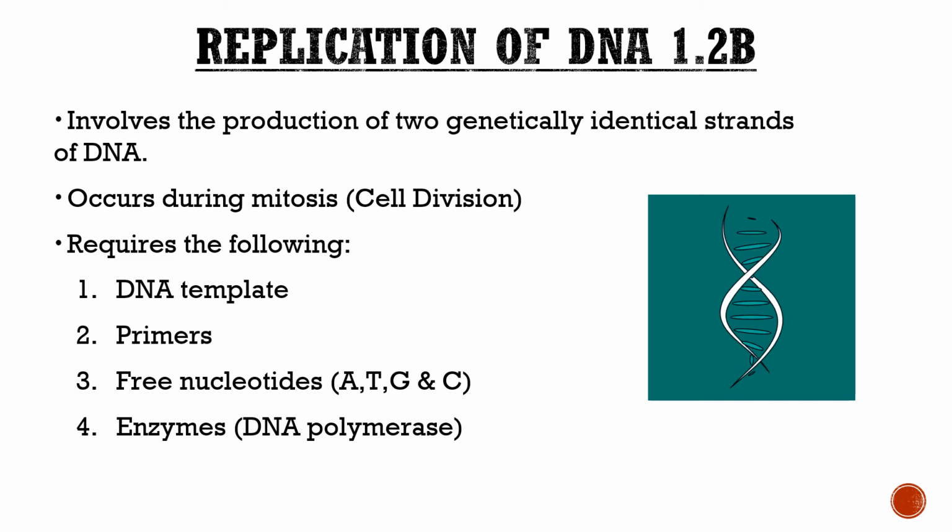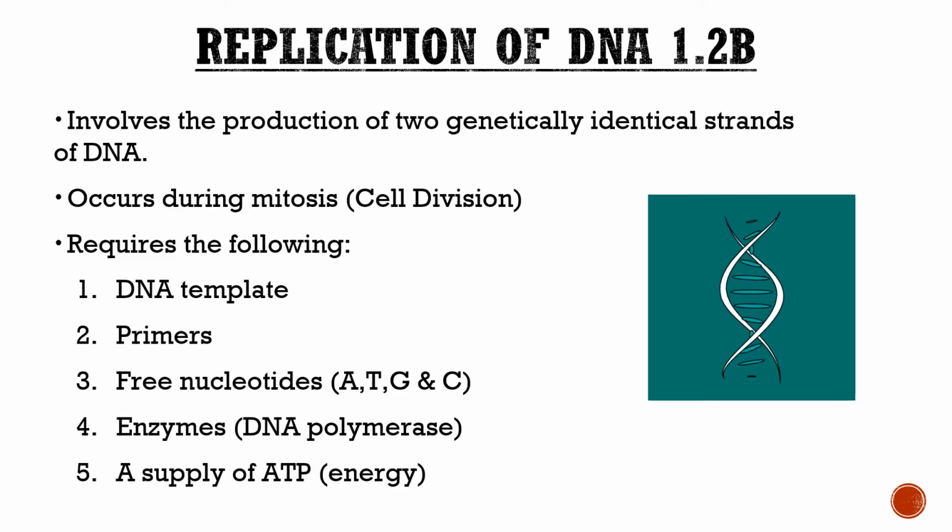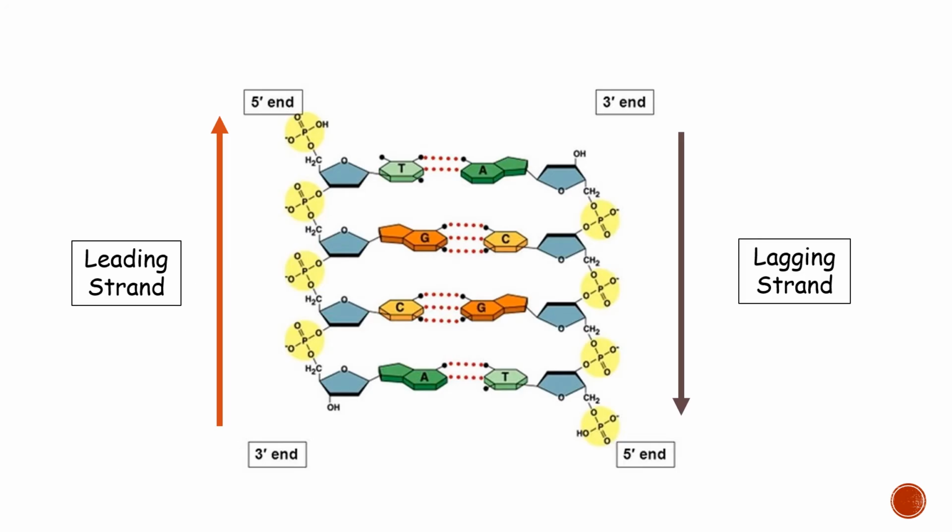We have enzymes as well, such as DNA polymerase. I'm going to come back and talk about that in 2 seconds. And then we need to have a supply of ATP, or chemical energy, going forwards. So just as a bit of background, I'm going to talk about things like the leading strand and lagging strand.